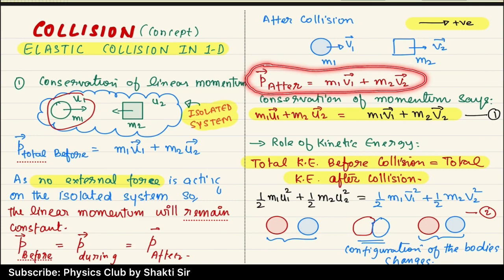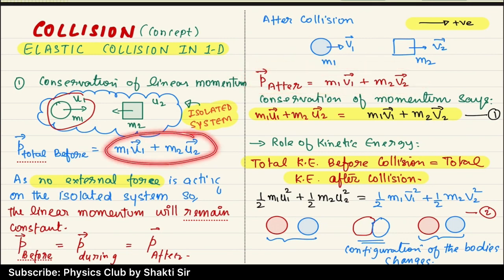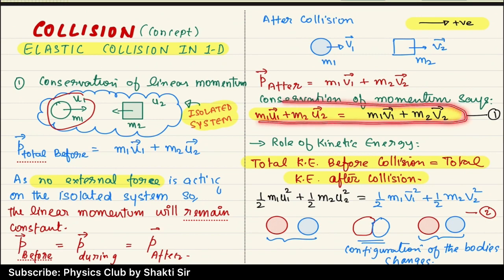And based on the conservation of linear momentum, we can easily equate the linear momentum of the system before collision to the linear momentum of the system after collision. So this is our before collision expression and this is our after collision expression. We can equate these two. This is the equation we will use to solve the numerical: m1 u1 plus m2 u2 is equal to m1 v1 plus m2 v2, right? So this is the one equation. It means we can only solve for one variable from this equation.